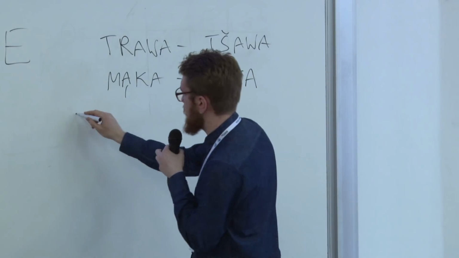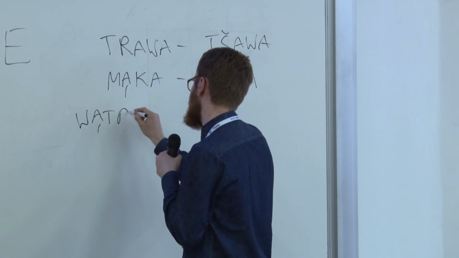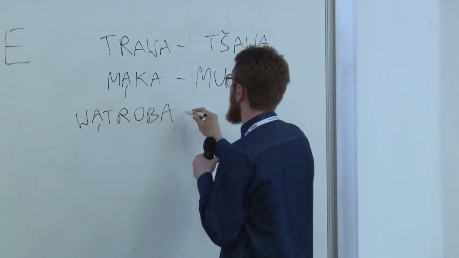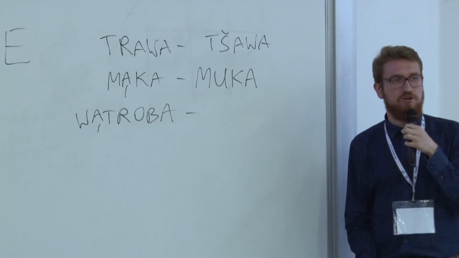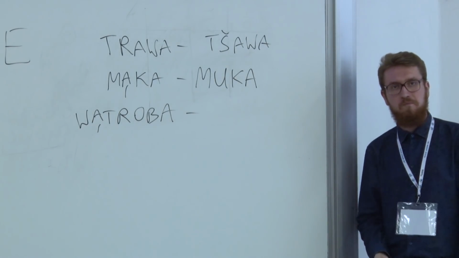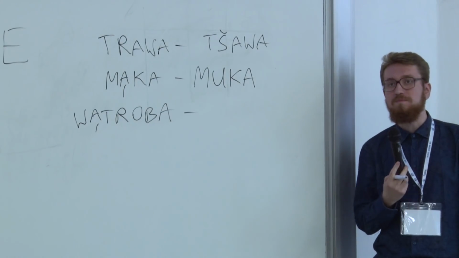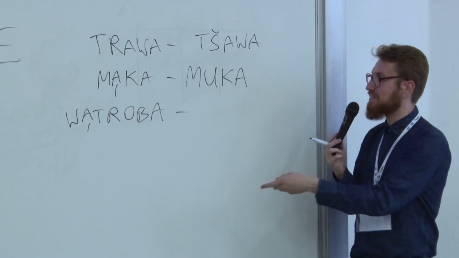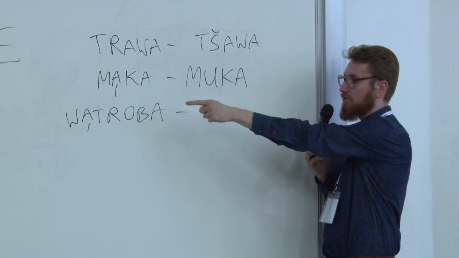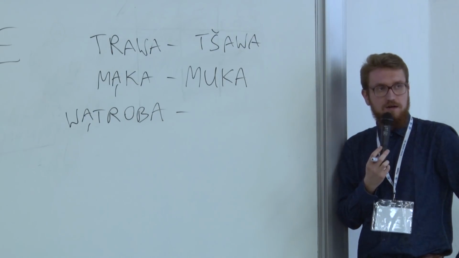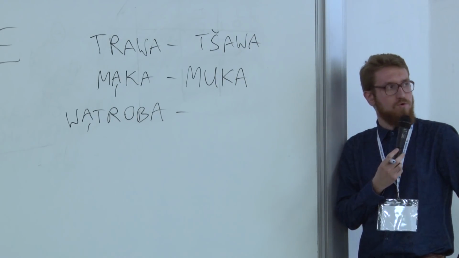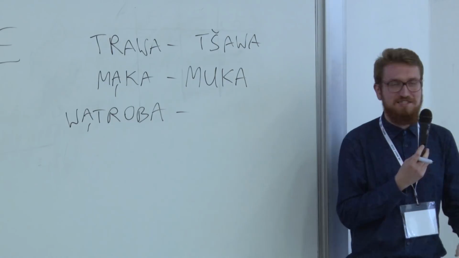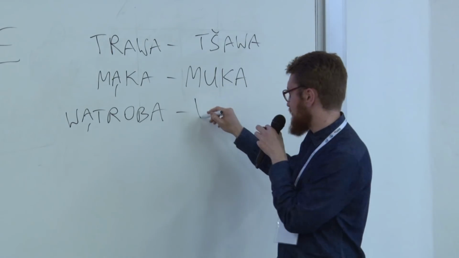So, liver in Polish, wątroba in Lower Sorbian. Not exactly. I will pronounce it once again. Trawa, chała, mąka, muka. Wuczoba. Yes, I heard wuczoba right from there.